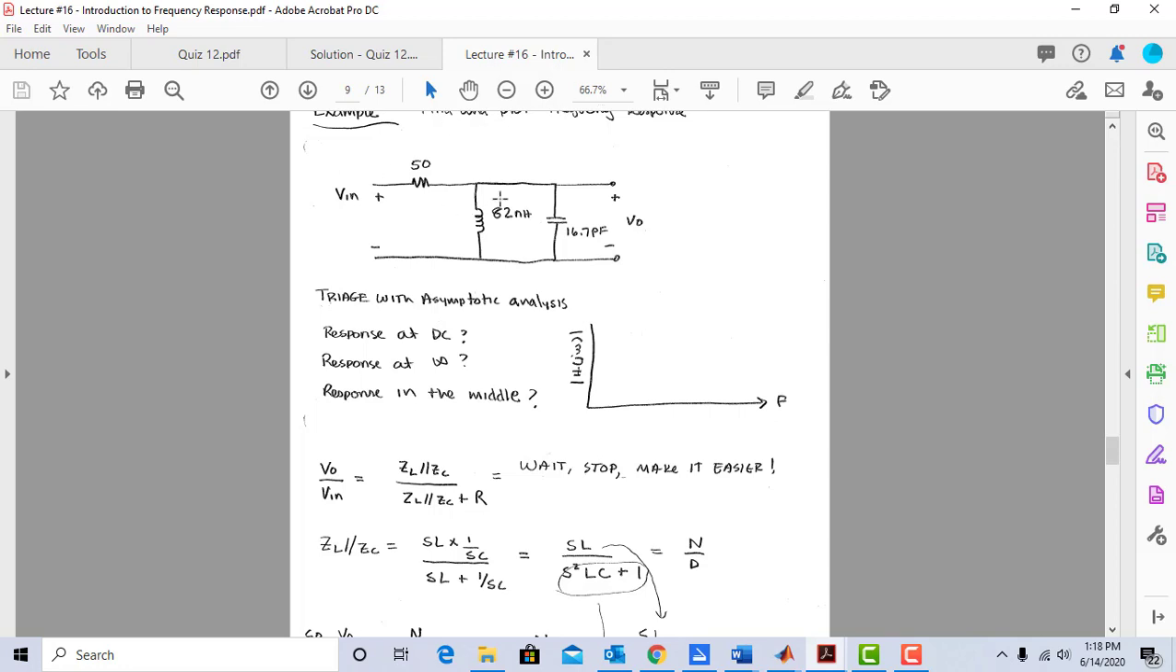I see a voltage divider that is made out of this clump and this component. So here's one effective component, here's the other. So V out over V in is equal to ZL in parallel with ZC divided by ZL in parallel with ZC plus R. It's just a voltage divider, but I'm calling this clump ZL in parallel with ZC.